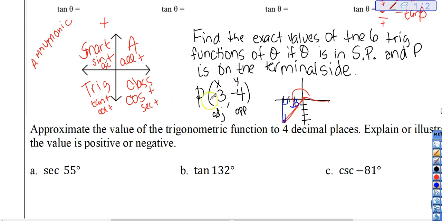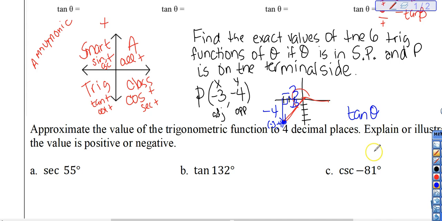And so you're telling me that the adjacent is -3, right? And the opposite is -4, correct? That's what you're telling me, because that's where that point is, (-3, -4). Beautiful. Okay, so now here's one thing I know. I have opposite and I have adjacent. That means I can tell what tangent is right now, right? So tangent of theta, which, by the way, should be positive or negative?